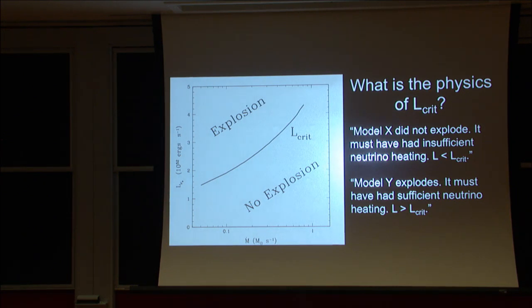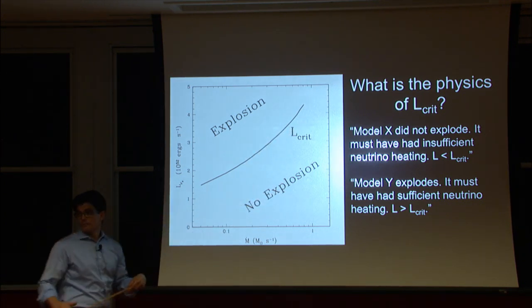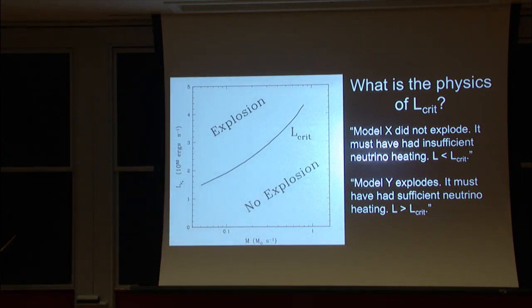Yeah, go ahead. If all of the kinetic energy of the infalling material were converted instantaneously to the neutrino luminosity, where would that point sit relative to the critical? You mean M dot by itself? Yeah. It would be below. Well, instantaneous? What do you mean by instantaneous? You mean if I just said G M dot over R equal to L nu? It would be similar. Same order of magnitude. Okay.